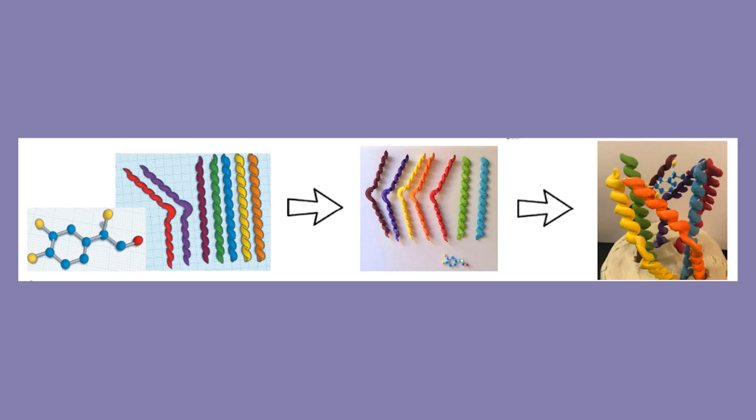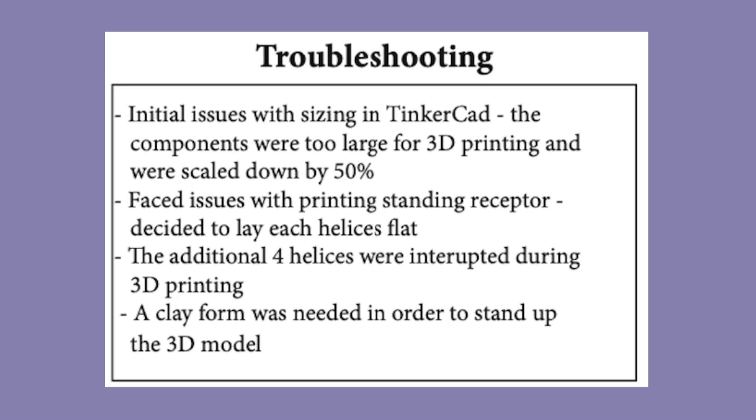With hot glue and magnets, we plan to assemble our full receptor and ligand into its binding pocket once all pieces have successfully been printed. So for troubleshooting, we faced a couple initial issues with the sizing in Tinkercad. The components were actually too large for the 3D printer, so we had to scale them down by 50%.